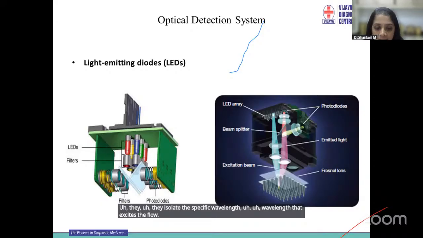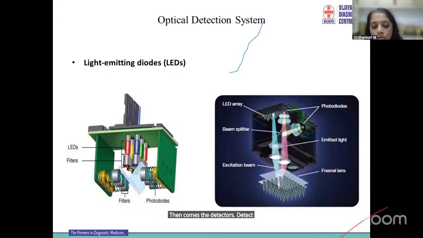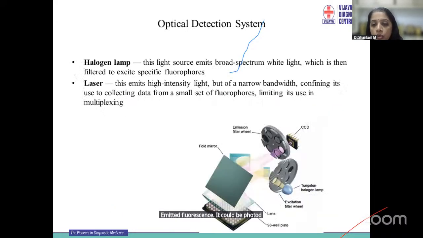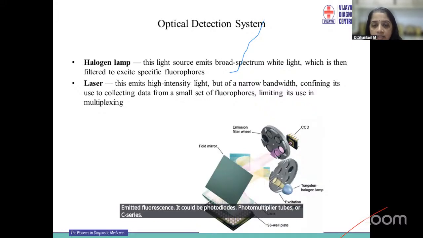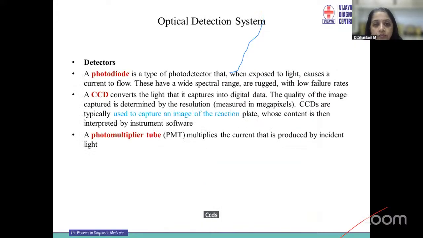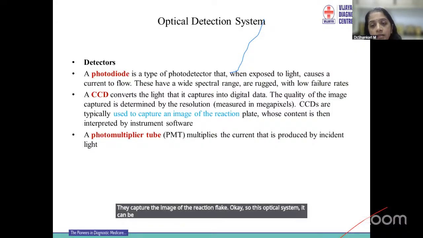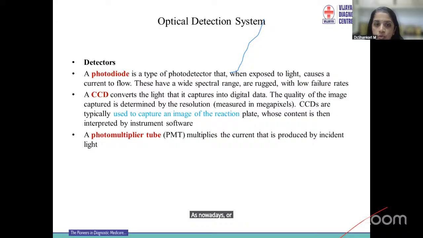Then come the detectors. What do detectors do? They measure the intensity of the emitted fluorescence. They could be photodiodes, photomultiplier tubes, or CCDs. They capture the image of the reaction flare. This optical system can be single channel, multi-channel, as is common nowadays, or digital PCRs also.